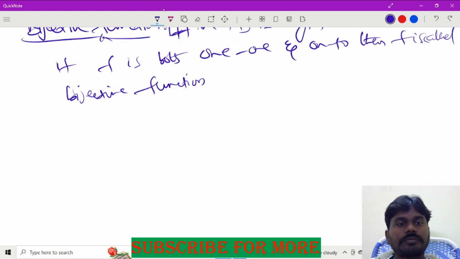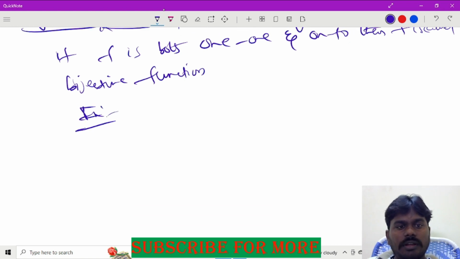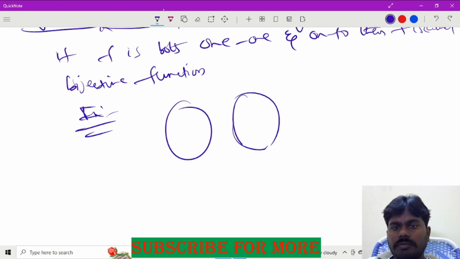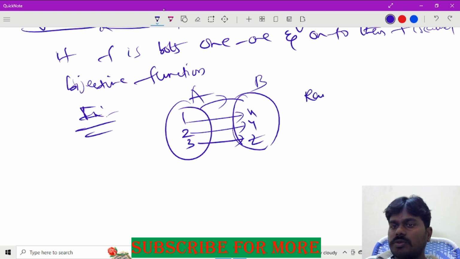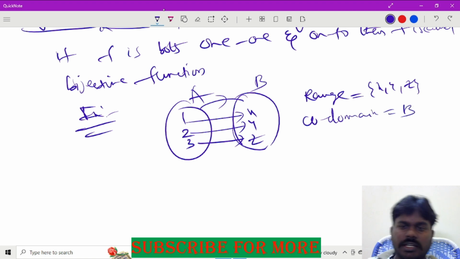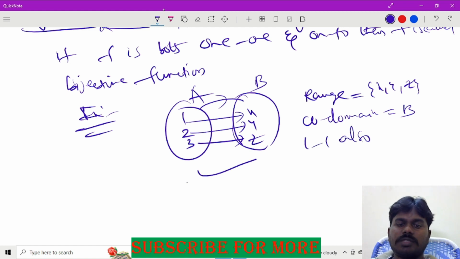So here you just take the example. Here the example is very simple. Here I am taking A and B. Here A is equal to {1, 2, 3}, and suppose here I am taking {x, y, z}. Here I am mapping 1 with x, 2 with y and 3 with z. Here range is equal to codomain, so clearly it is onto. The range is {x, y, z} and also the codomain B is nothing but the set {x, y, z}. Different elements are associated with different elements, that means every element has distinct images only, so it is one-one also. Therefore it is a bijective function.